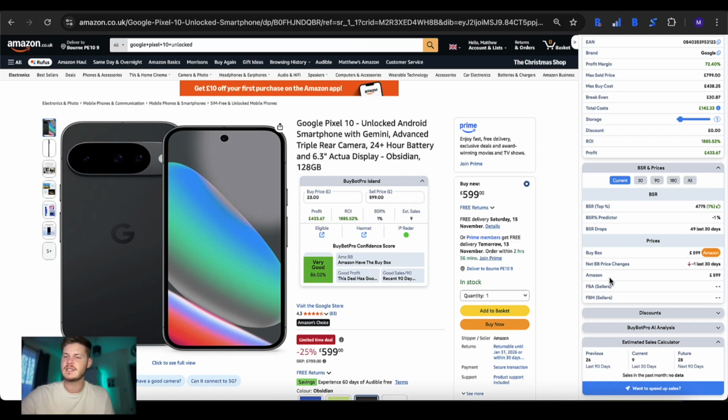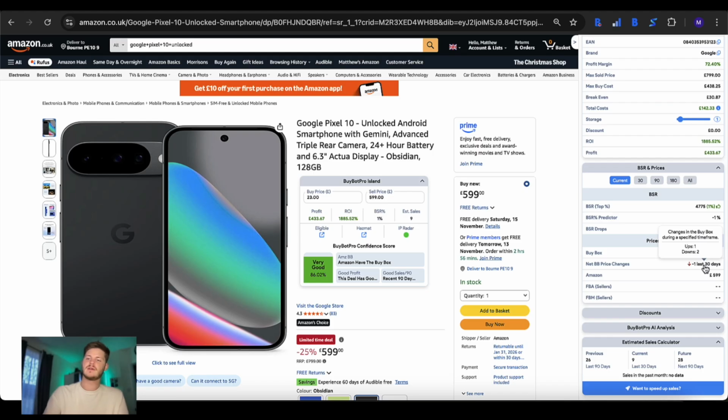And you would probably have seen this net BuyBox price changes right here and wondered what exactly this is about. Now it will give us an idea of how the BuyBox has acted on the listing for the past however long, dependent on the time frame we've chosen above. Now we can see for this particular one there has been -1 in the last 30 days. Now if we hover over this, we get a breakdown of the ups and the downs.